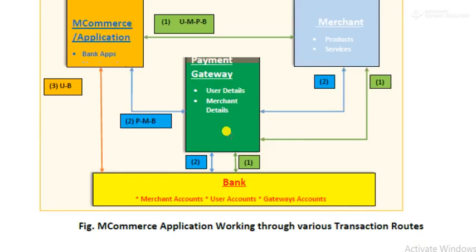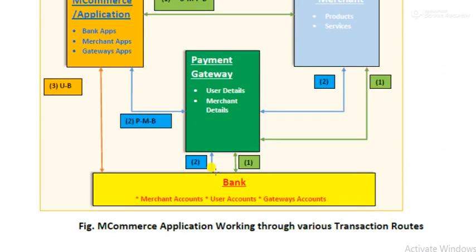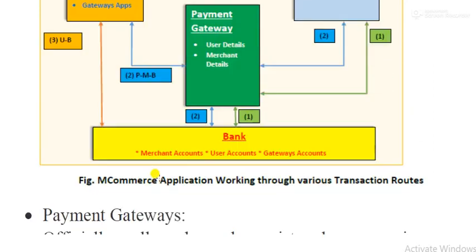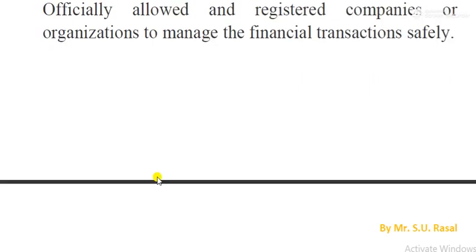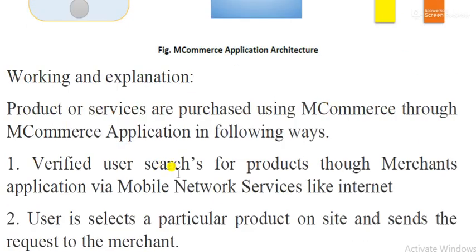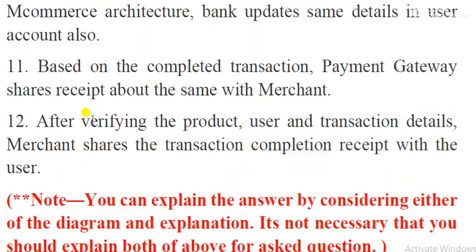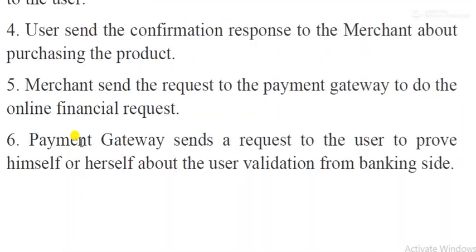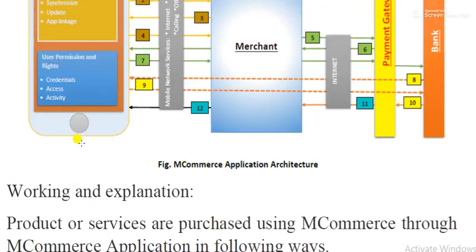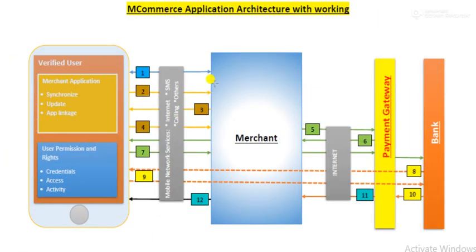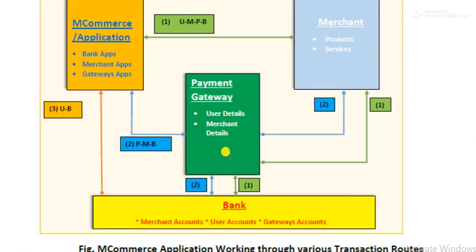So till here, the answer is over for the asked question. Further, if you wish to explain another architecture like this one, whose points are included here, I think it has 12 points, to explain its working, then you should refer to it also. But it's not hard and fast that you should refer to this architecture only. You can refer to this architecture also.